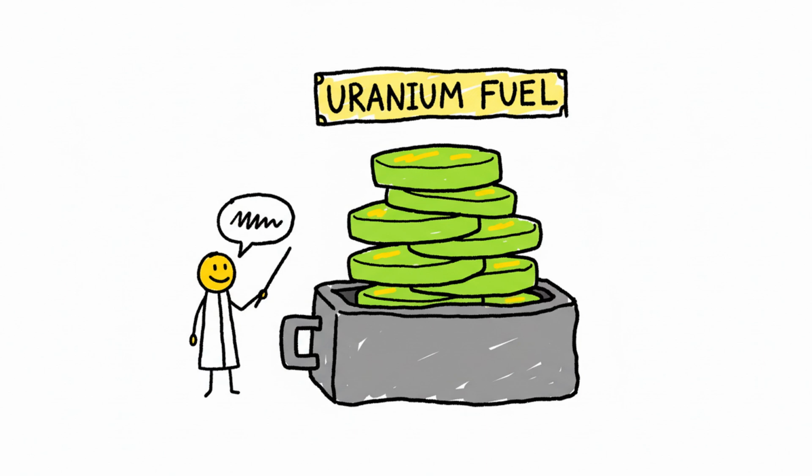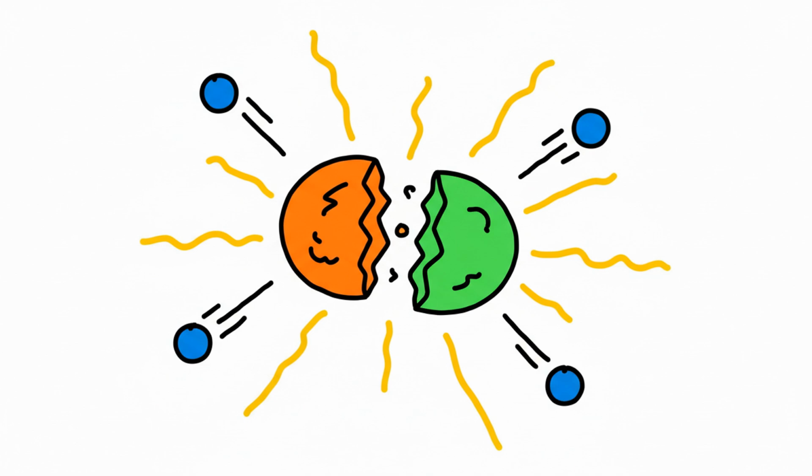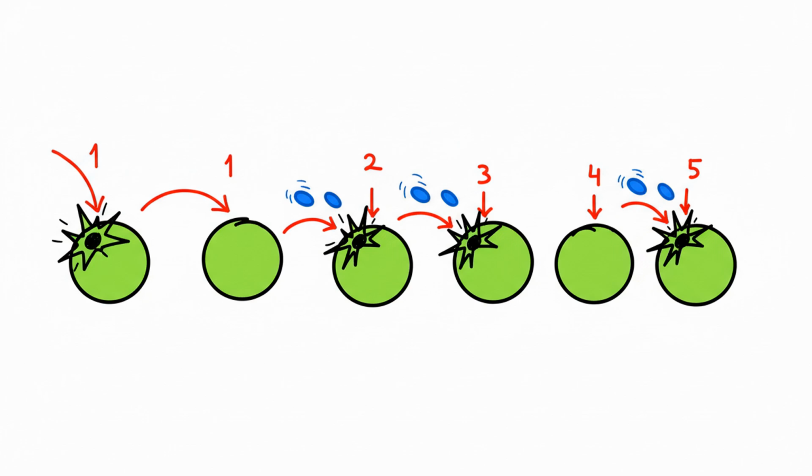Most nuclear reactors use uranium fuel. Uranium atoms are very heavy, and one form, uranium-235, can split when it absorbs a neutron. This splitting is called nuclear fission. When a uranium nucleus splits, it becomes smaller atoms, releases energy as heat, and sends out more neutrons. Those neutrons can hit other uranium nuclei, causing more fissions. This is called a chain reaction.